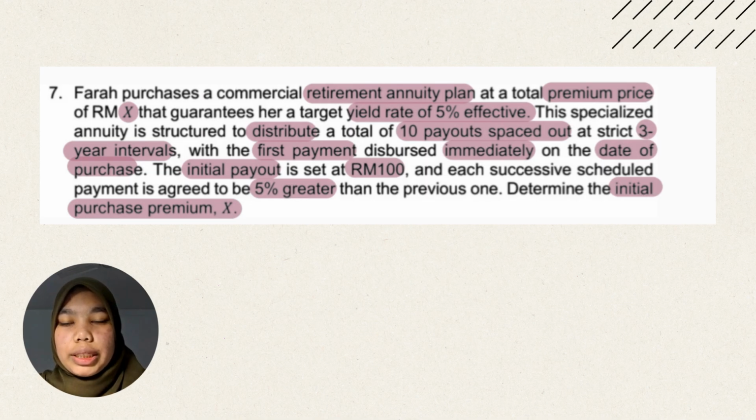First, I will read the question. Farah purchases a commercial retirement annuity plan at a total premium price of RMX that guarantees her a target yield rate of 5% effective. This specialized annuity is structured to distribute a total of 10 payouts spaced out at strict 3-year intervals. With the first payment disbursed immediately on the date of purchase, the initial payout is set at RM100 and each successive scheduled payment is agreed to be 5% greater than the previous one. Determine the initial purchase premium X.